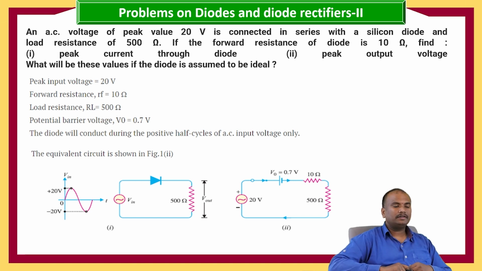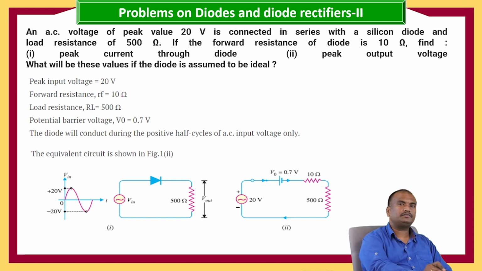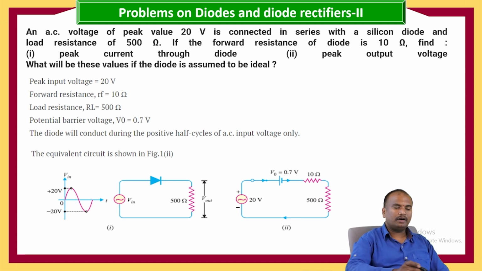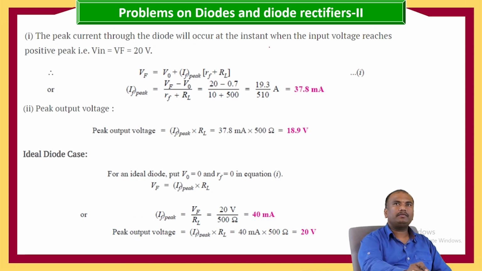So here the peak input voltage is 20 volts, forward resistance is 10 ohms, load resistance is 500 ohms, potential barrier is 0.7 volts. Now our circuit will become: this is the V input, that is 20 volts, the voltage across the diode is 0.7, 10 ohms and 500. Here the peak current through the diode will occur at the instant when the voltage reaches the positive peak. V input is equal to Vf, which is 20 volts.